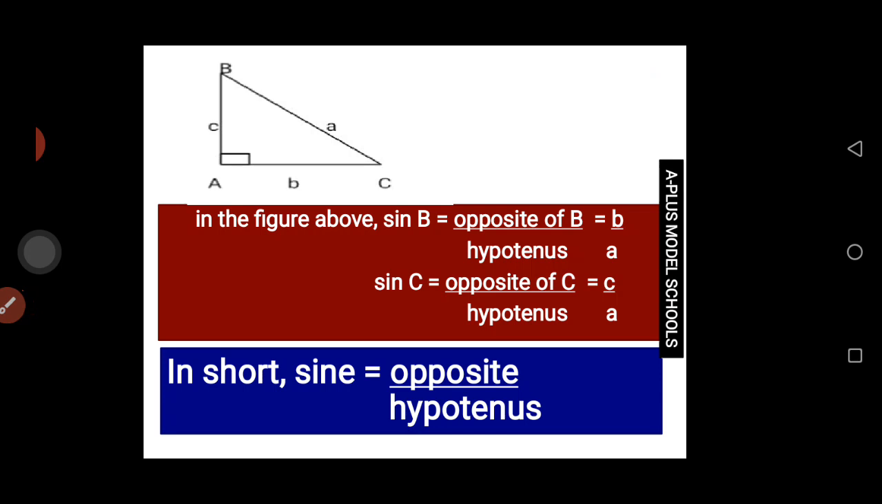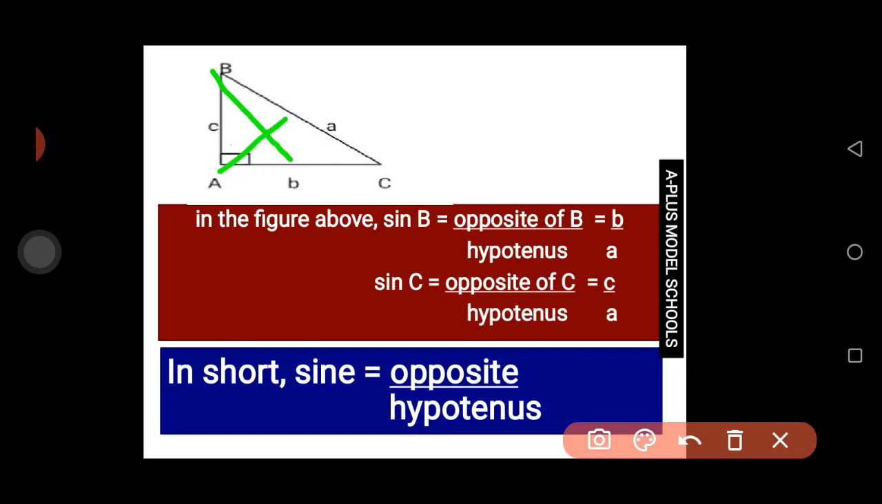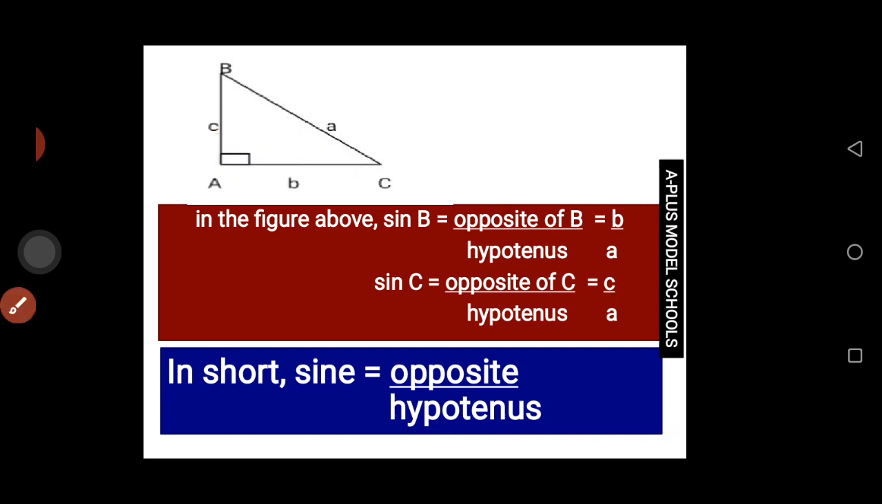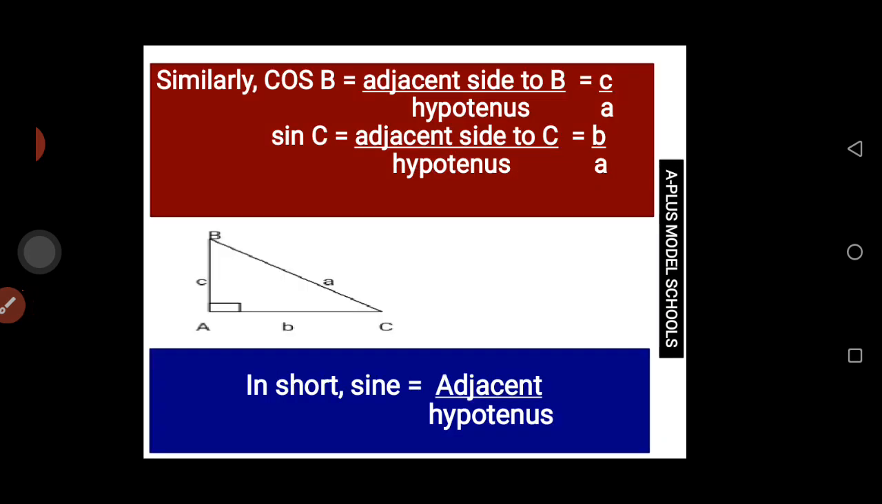Now, let's take the trig ratios one after the other, where we have sine B. When we are talking of sine B, that will be the side facing B, that is small letter b, all over the side facing the right angle, which is b over a. And if you are also taking C as well, that will be the side facing C, which is small letter c, over the side facing the hypotenuse side, which is a. So in short, we can say that sine is equal to opposite all over hypotenuse. And moving to cos now.